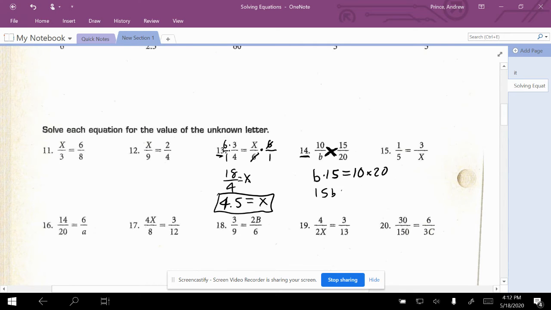So 15b equals 200. If you divide both sides by 15, you can get b isolated by itself. So b equals 200 divided by 15. 200 divided by 15 gives us an answer of b equals 13.333.